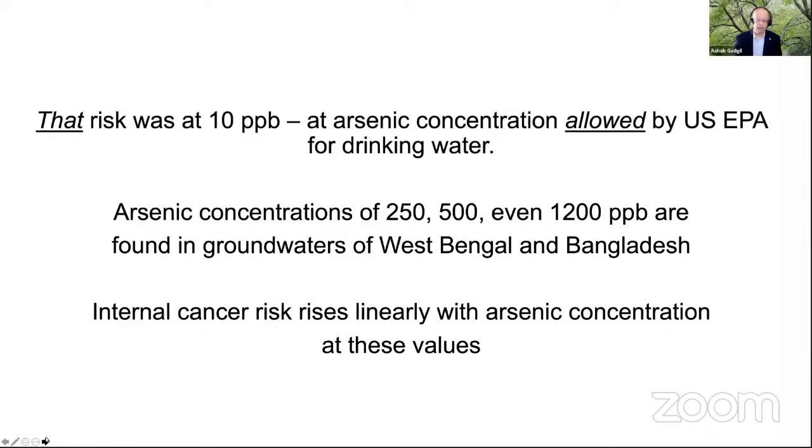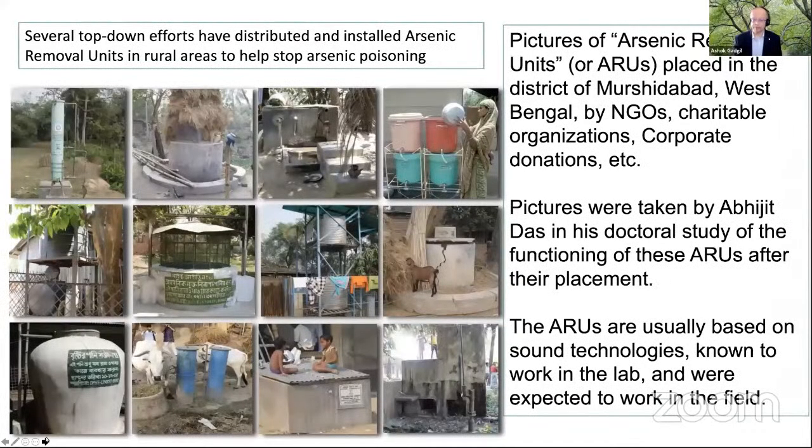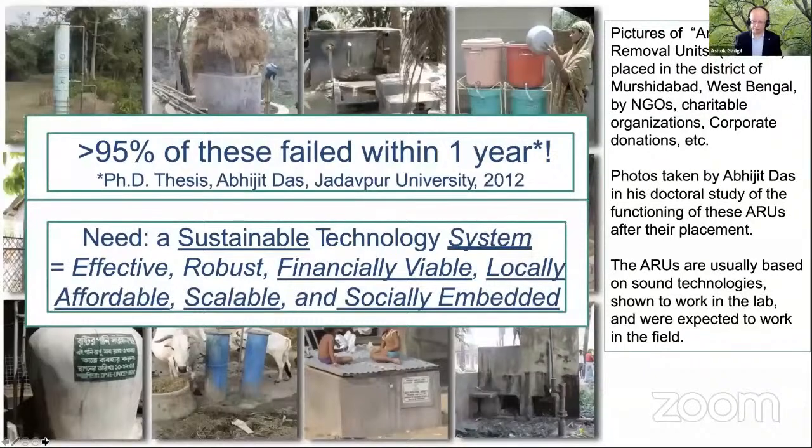Here are a number of examples of arsenic removal units, or ARUs, placed in rural India. A student of economics was studying how long they last and how they function in the world. They are all based on decent technology that works in the laboratory. This is what happens in the field: 95% of them fail within 1 year. This is the PhD dissertation of Dr. Abhijit Das, who is now a professor of economics.